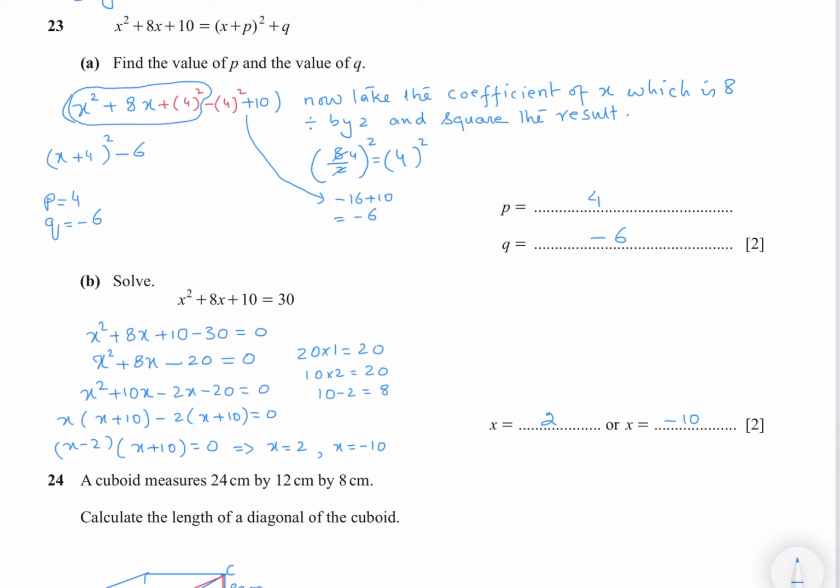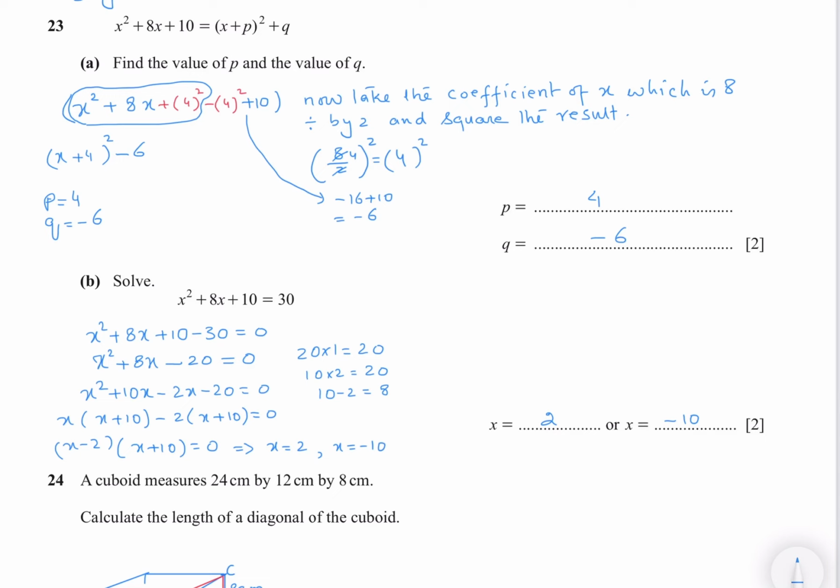Okay, question 23. x square plus 8x plus 10 is equal to x plus p whole power 2 plus q. Find the value of p and the value of q. So what you do, x square plus 8x, make a space between and write 10. Now take the coefficient of x, which is 8, and divide it by 2 and square the result. So 8 divided by 2, which is 4, and the whole square, which is 4 square. You add it first and then subtract it. So I wrote it in red.